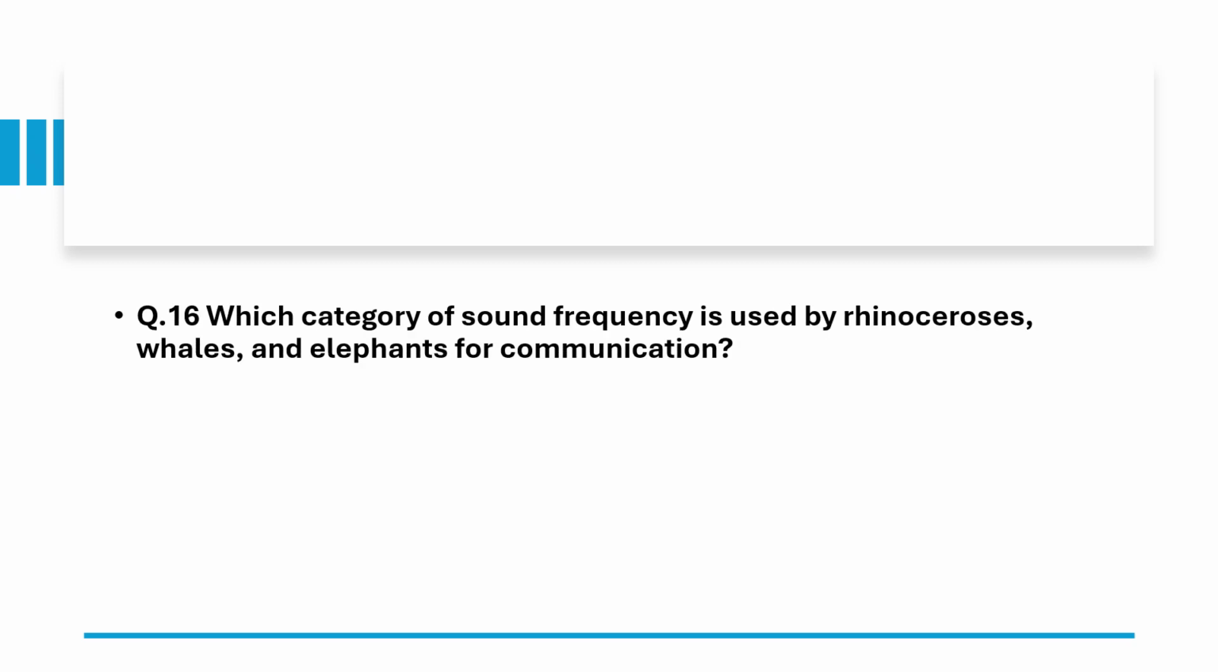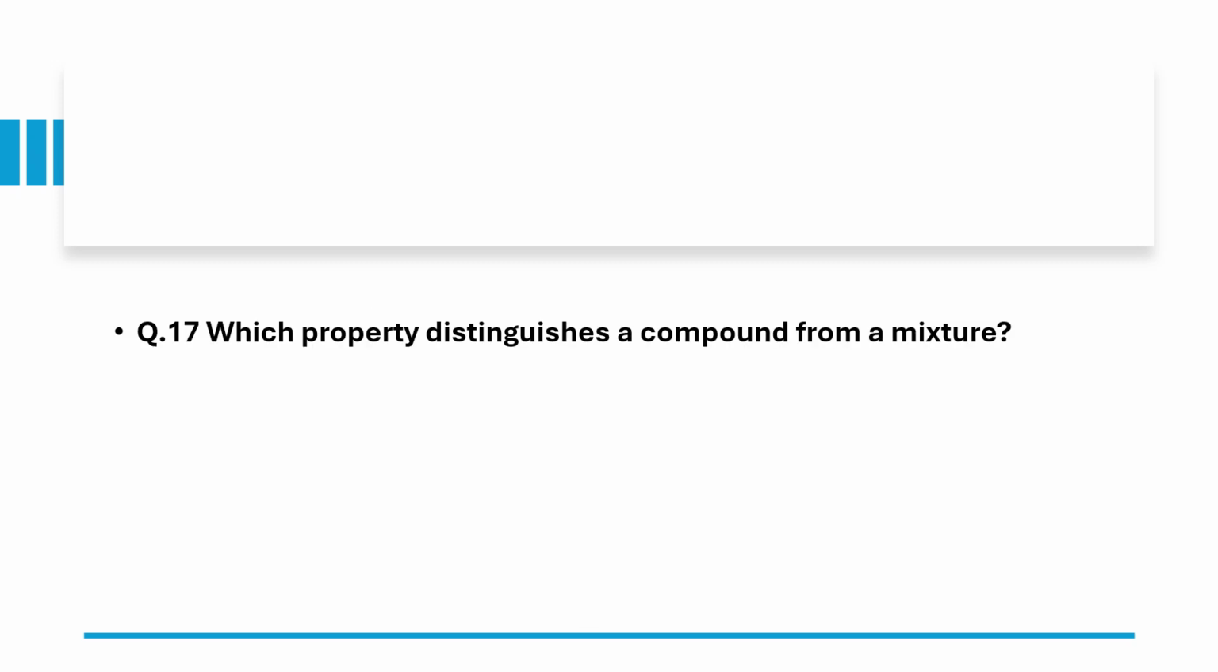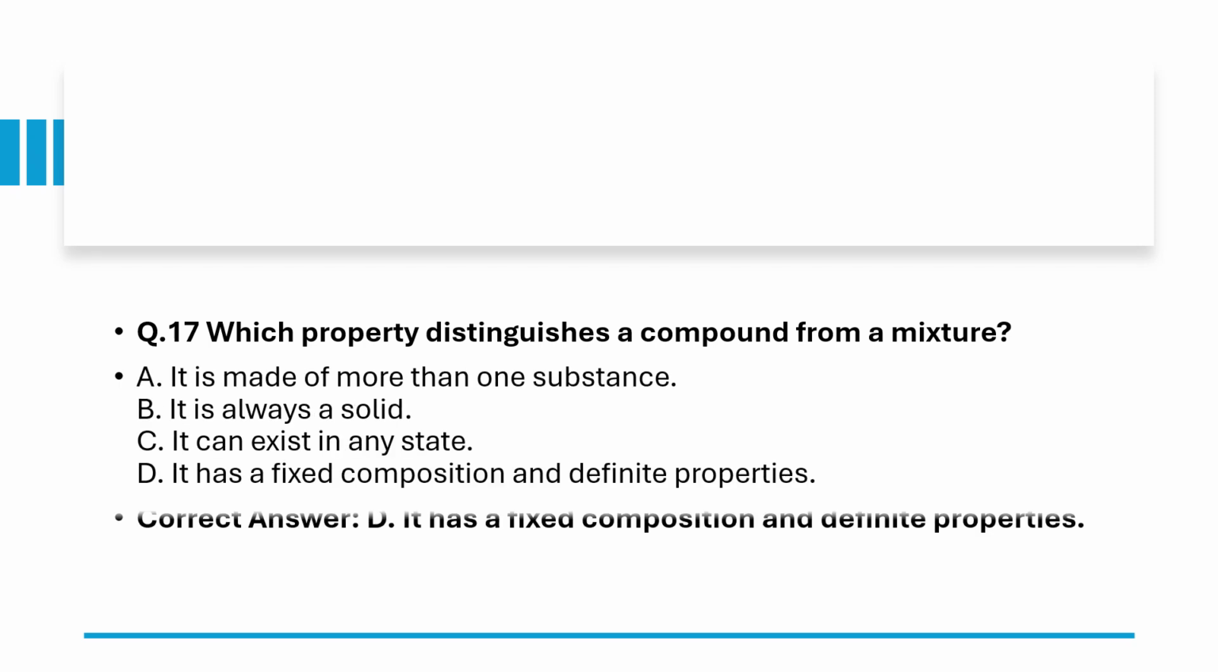Which category of sound frequency is used by rhinoceros, whales, and elephants for communication? Option A, infrasound. Which property distinguishes a compound from a mixture? Option D, it has a fixed composition and definite properties.